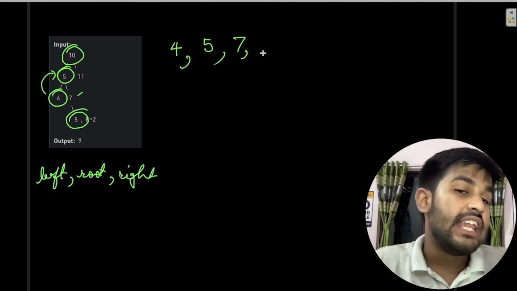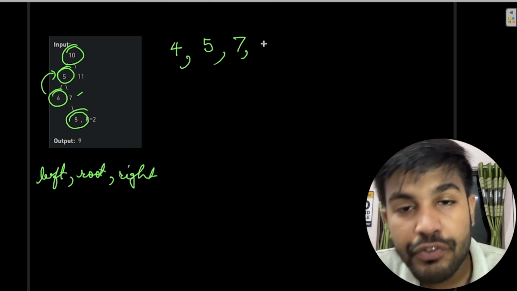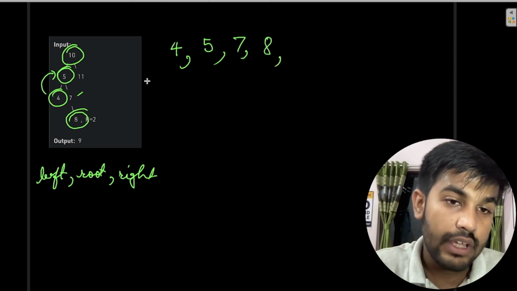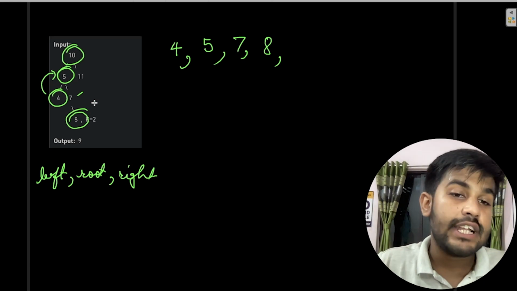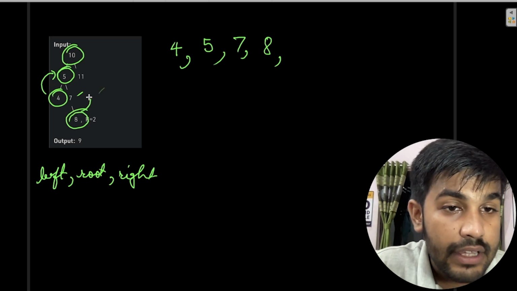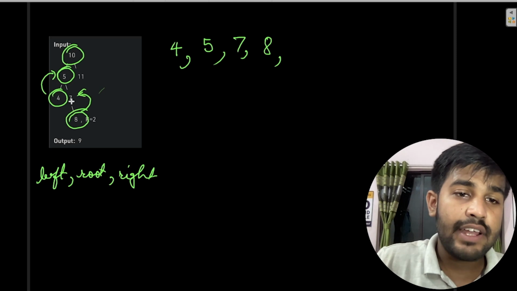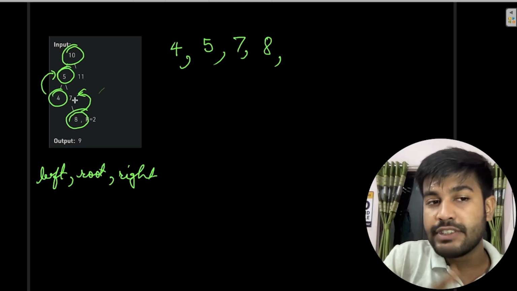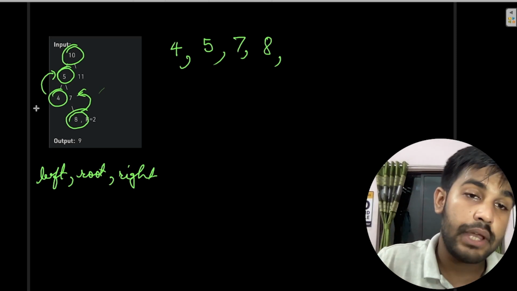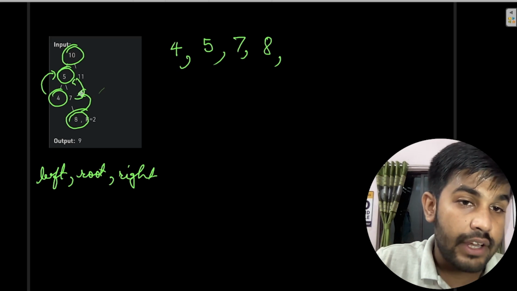So 8's left is not there. That is, we would be moving forward with this value only. Then after the left and right of 8 is visited, we would be coming back again. Okay. Then 7 is already visited. The left is visited. Now the right is visited. This work is complete. Now we would go back to 5 again.